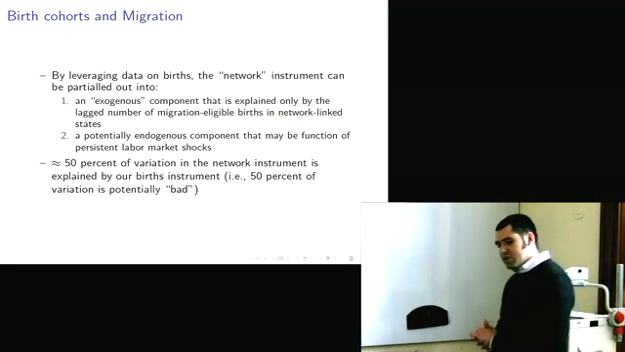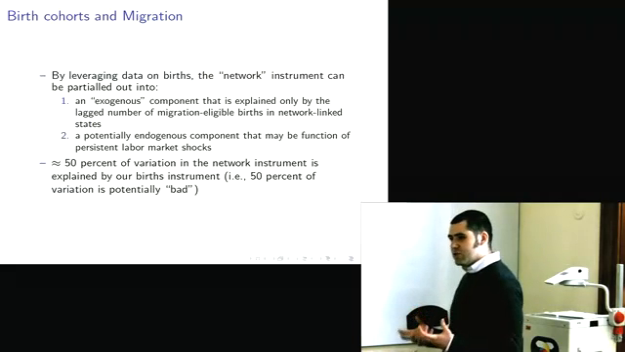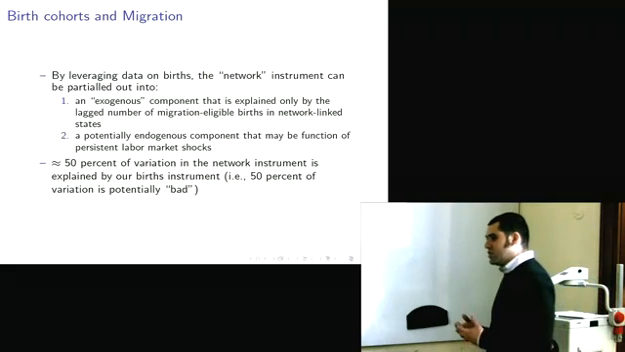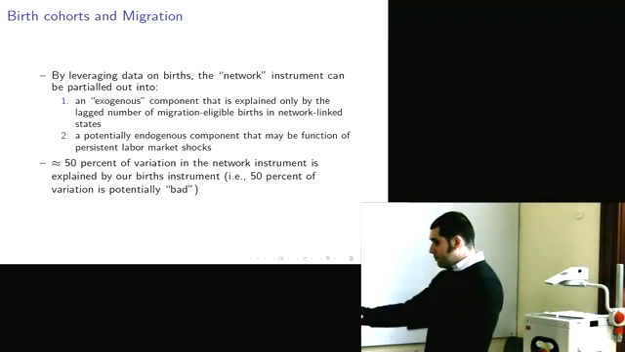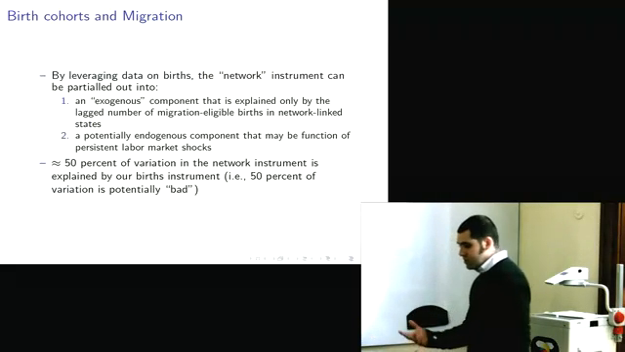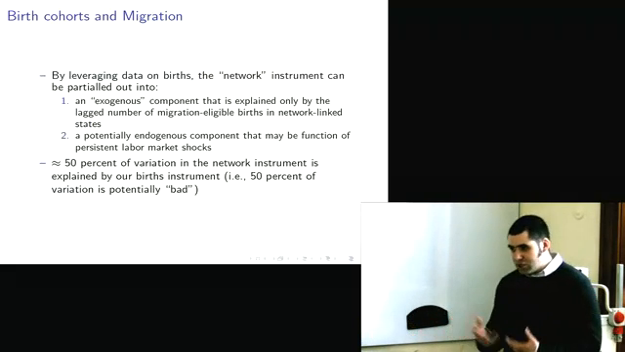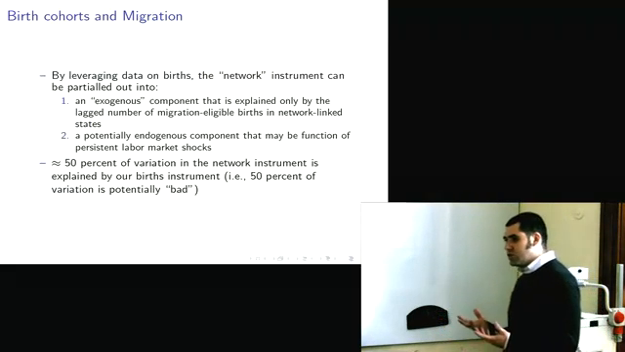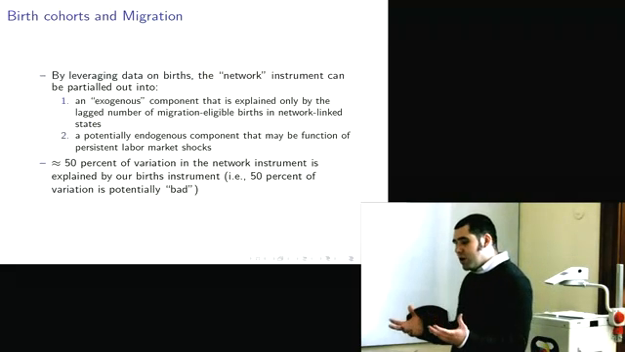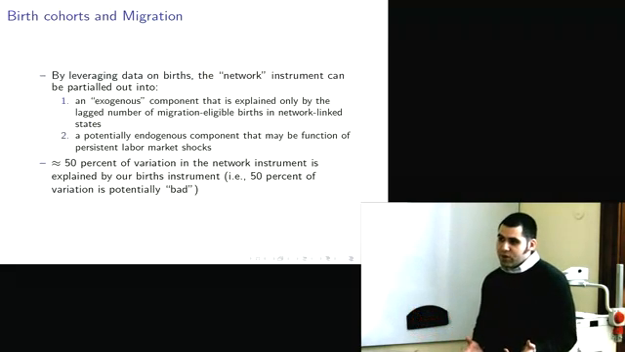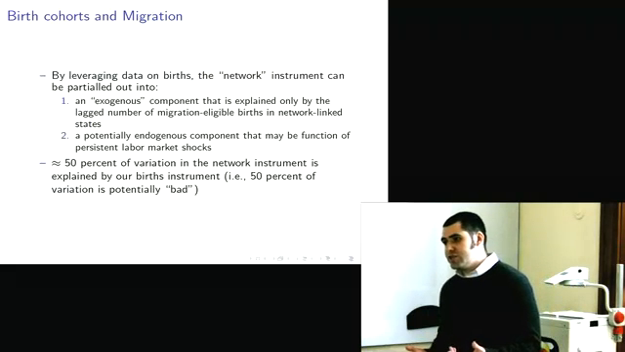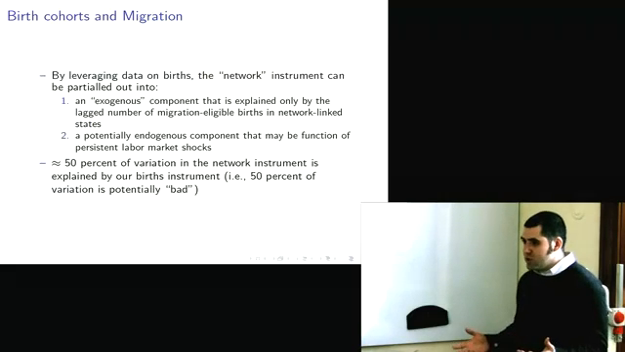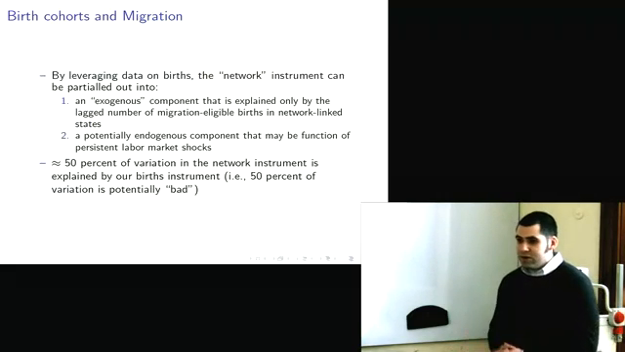So again, our strategy is going to be to partial this network instrument into two components. One that's explained by births, and the other that's explained by stuff other than births. Some of this could be things like what's going on in Mexico, economic variation in Mexico. Some of this is going to be things that potentially are drawing migrants in the US. And a natural question to ask is how is this decomposed? When you regress the network instrument on our birth cohorts instrument, about half the variation is explained by births, and the other half is not shared variation at all. So that gives you a sense that the births really do matter in some respect.